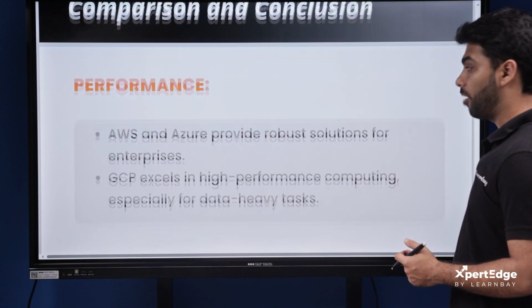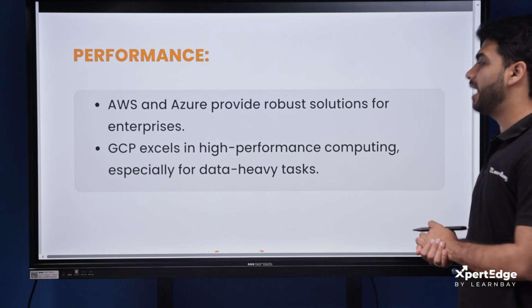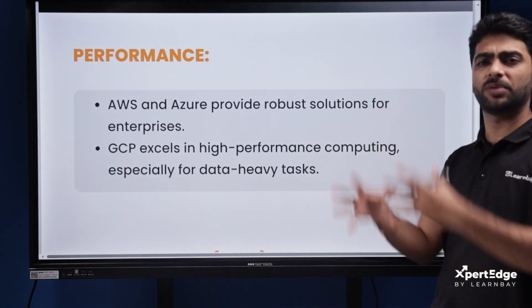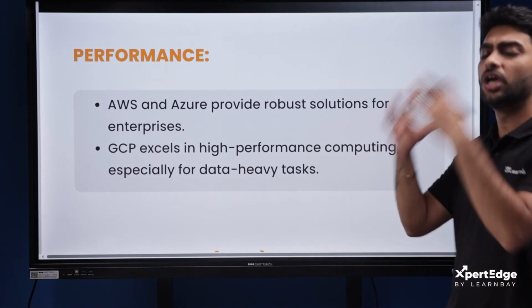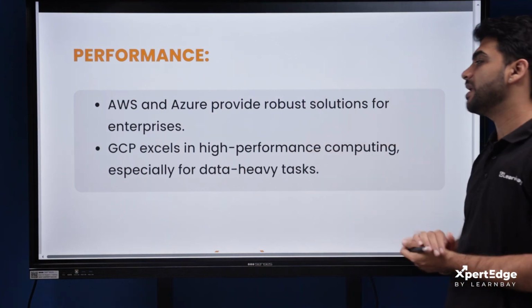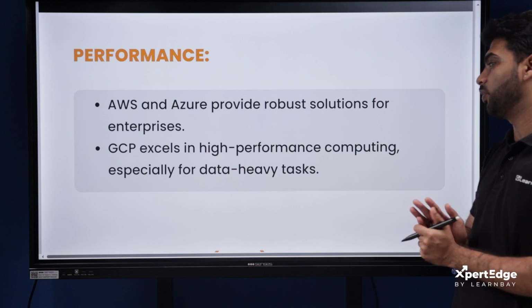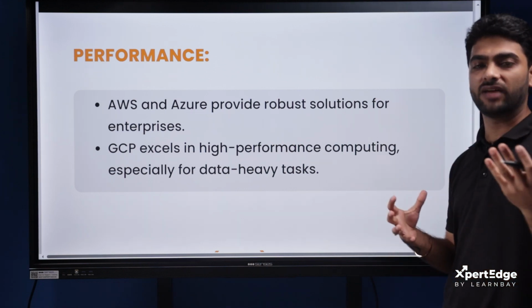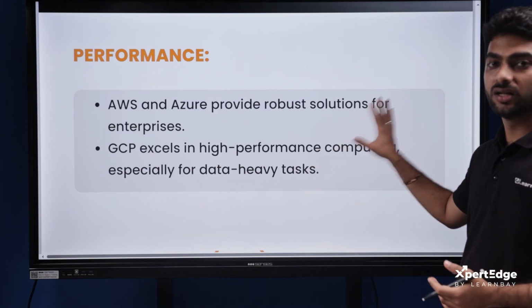Now, if you look at the performance, AWS and Azure have robust solutions for enterprises. They are mostly dealing with huge companies, huge enterprises, huge institutions, huge corporations, whereas GCP is excelling in high performance computing, especially for heavy data tasks. Where there's a lot of data involved, there GCP will be the winner.